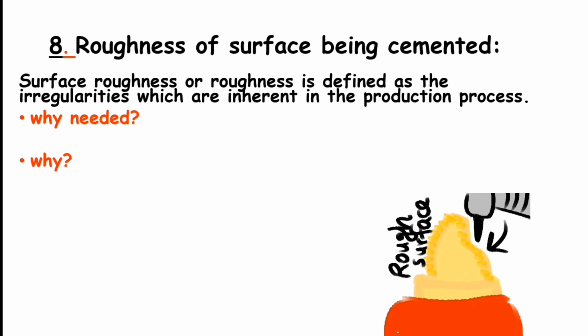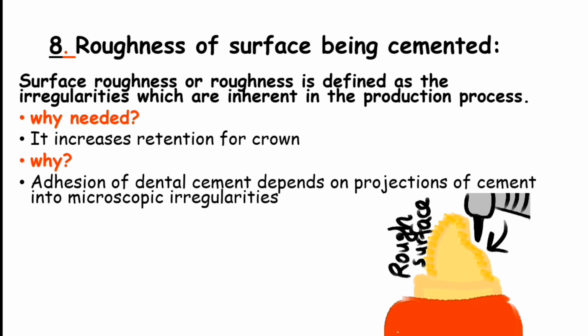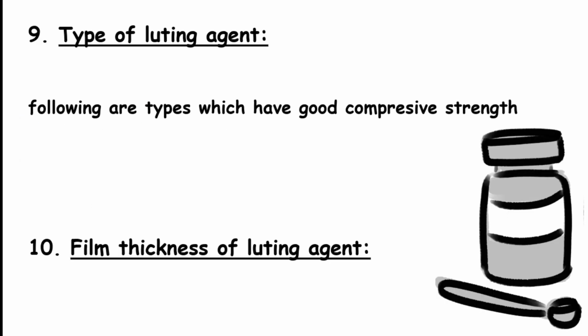Surface roughness is defined as the irregularities which are inherent in the production process. Why is it needed? Because it increases retention for a crown, so it is a good thing. Adhesion of dental cement depends on projections of cement into microscopic irregularities. So if there is roughness in the surface of the tooth which is being prepared for restoration, there will be irregularities, and the cement will project into them more easily, and it will result in retention and resistance.